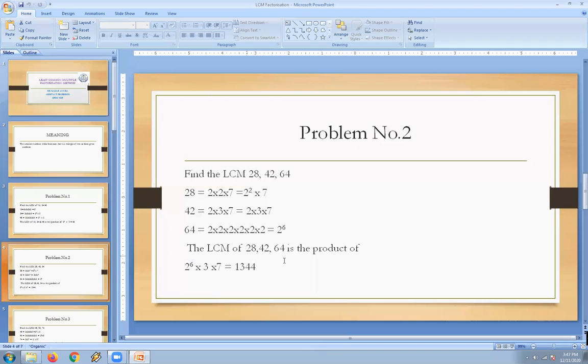Now we should see what are all the numbers that have to be taken. The common multiples here are 2, 3, and 7. All numbers have to be considered. But for 2, in all the 3 cases, the highest power repetition is 6, so the highest power should be considered. We have taken 2 six times, but 3 and 7 are repeated only 1 time, so we write them 1 time itself. So 2 to the power of 6, 64, into 3 into 7, the value is 1344. This is how we are going to calculate under the factorization method.